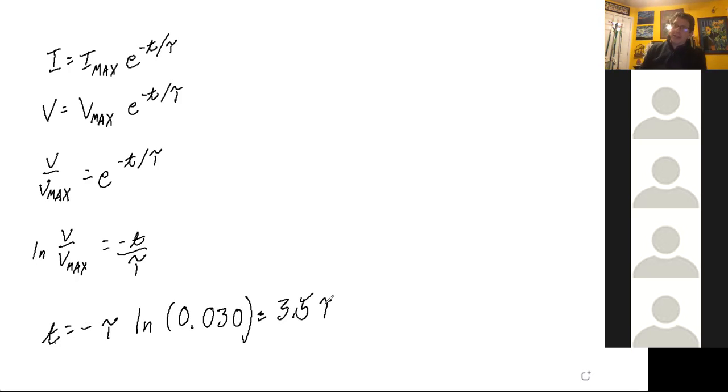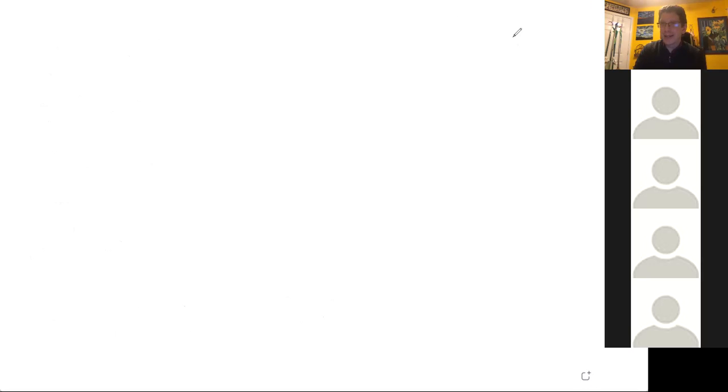Okay, so that brings us to the last problem, which is about the energy stored in the inductor. And so we want that equation as a function of time. And then we want the time it takes for the energy stored to get to 99.9%. Do I have a volunteer for this problem? I can do it. Okay.